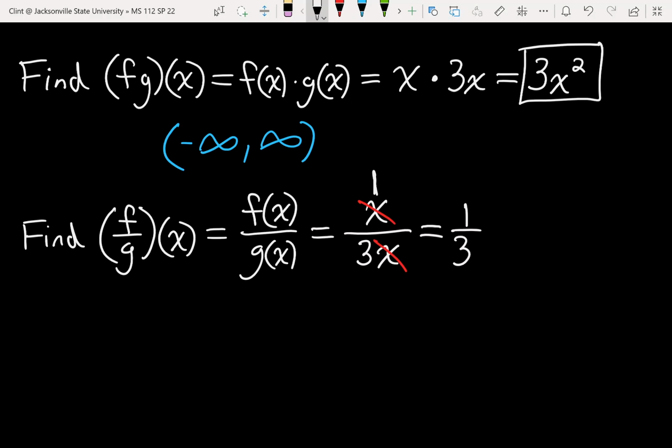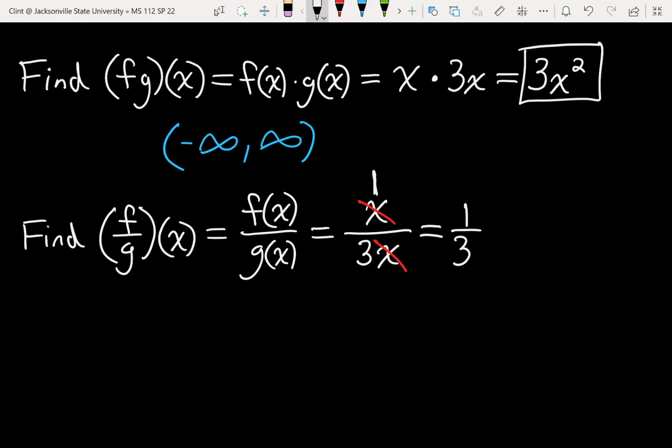But be careful. You can't just think about the domain from looking at 1/3. Because the domain, if you just look at this part, would be all real numbers. We don't even have an x in there. What we have to think about is how it was made. We have to think about the two functions that we made it with. So the domain for the top is all real numbers. The domain for the bottom is all real numbers. But we have to think about what would make the bottom 0.